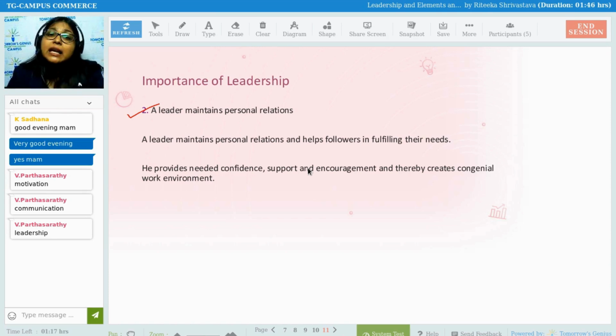But at the same time, if the leader behaves very nicely with you all, very politely, with a very good attitude, very good nature, then you all will love that leader, and however he guides you, you are all going to listen to him, right? In the same way, the leader has to maintain good relations with all of his subordinates in order to achieve the organizational goal. Quickly read the point.